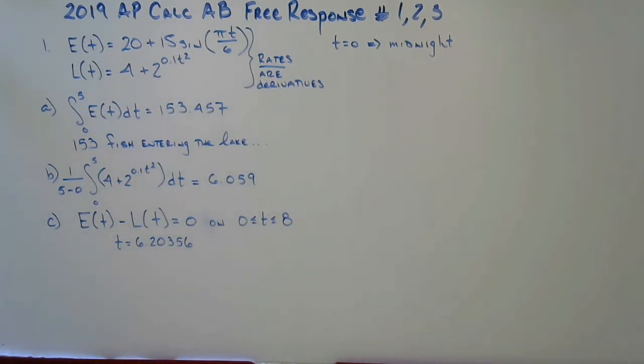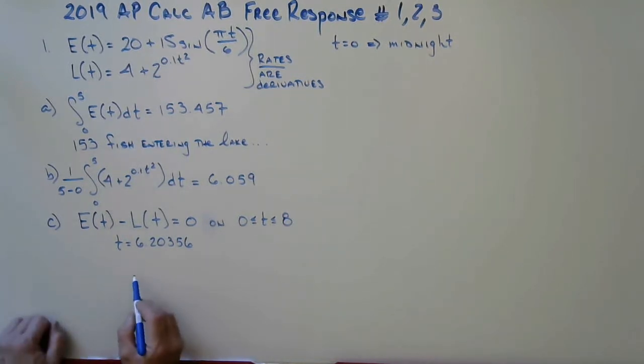So a little after 6 a.m. is when we have our critical number. Now, we need to know, is that critical number a minimum or a maximum? We're going to run the sign test here.